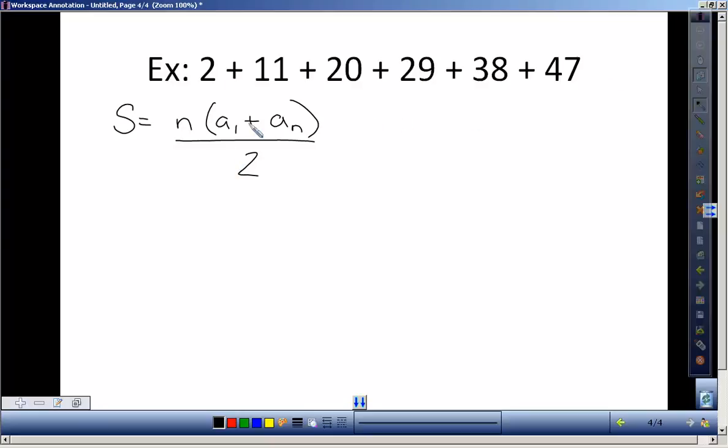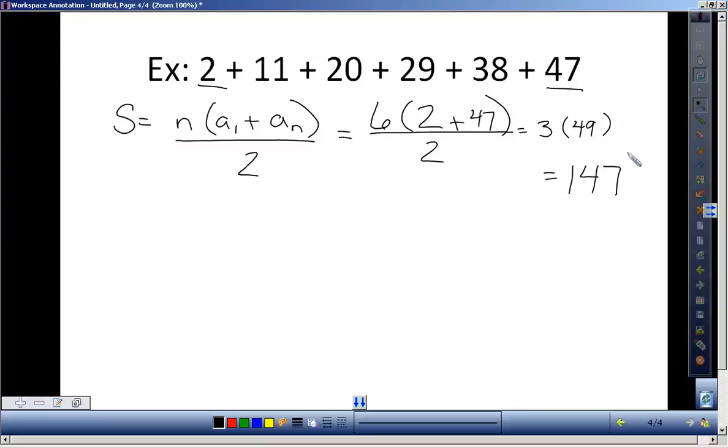All right, so looking at this particular list, I need some things. I need the first term, I need the last term, and I need to know how many terms there are. So let's count. 1, 2, 3, 4, 5, 6. There are 6 terms. So n is equal to 6. What's the first term? 2. What's the last term? 47. And then I got to divide everything by 2. So 6 divided by 2 is 3. 2 plus 47 is 49. And 3 times 49 is equal to 147. So the sum of those 6 numbers is 147.